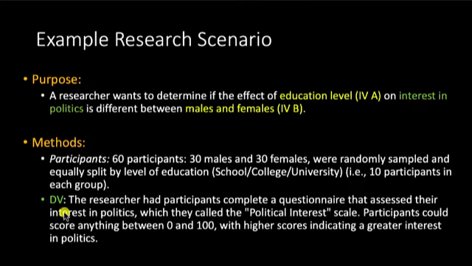Okay. The dependent variable is that the researcher had participants complete a questionnaire that assessed their interests in politics, which they called the political interest scale, and then participants could score anything between 0 and 100. Higher scores indicated a greater interest in politics. So that's the dependent variable that we have measured, and there's one measure for each participant.